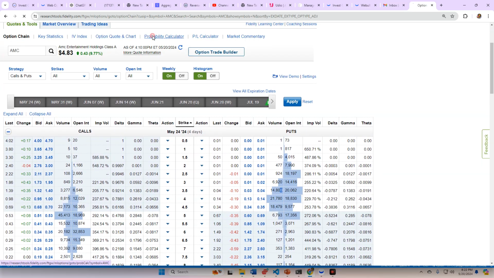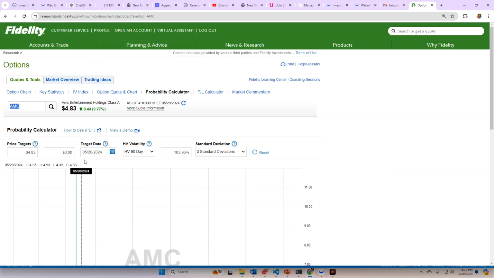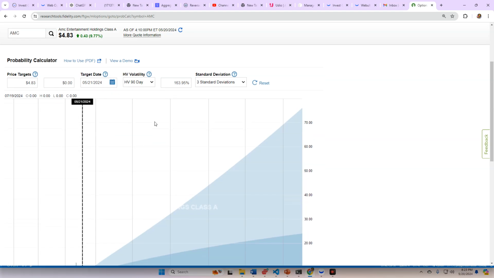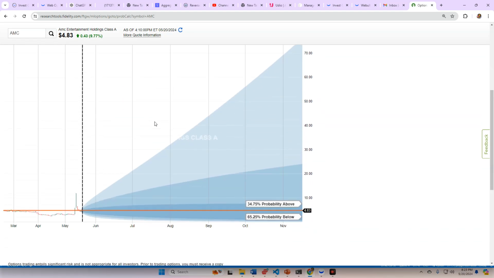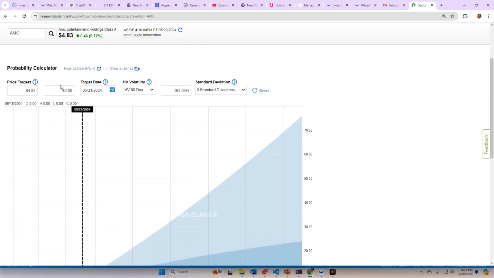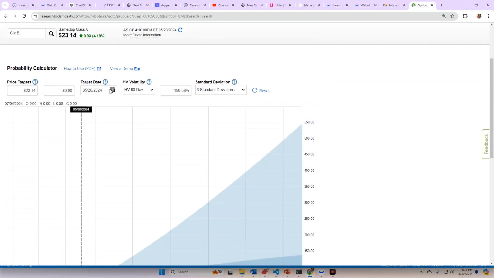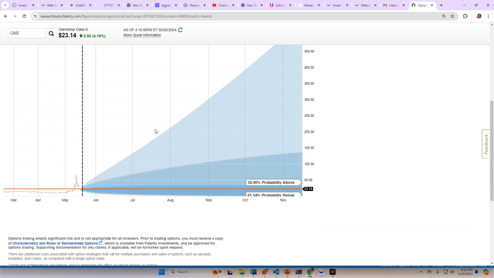Now, as far as the calculator is concerned, let's take a look at tomorrow's trading date, the 21st. About a 34.75% chance to close above where we did today, and a 65.25% chance to close below. Now let's do the same for GME, same thing, 21st. Just about the same, 38.46% chance to close above and a 61.54% chance to close below.